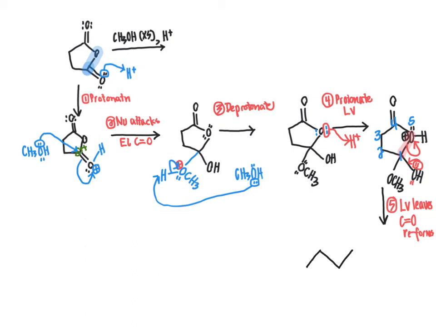1, 2, 3, 4, 5. I'm going to number it: 1, 2, 3, 4, 5. And then I'm going to plug in what was present at each of those positions.